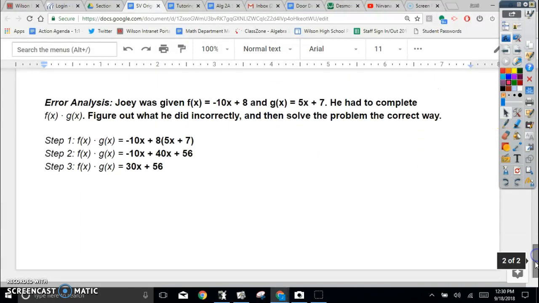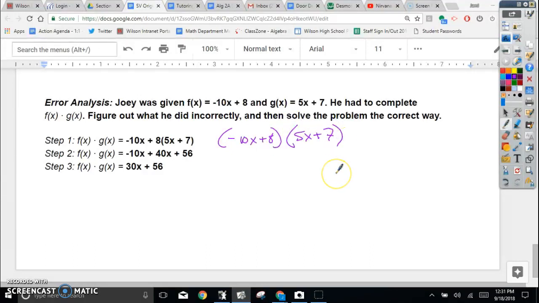Right, last but not least, now it's Joey's turn. Joey was given f of x is negative 10x plus 8, and g of x is 5x plus 7. He had to complete f of x times g of x. So that would be negative 10x plus 8 times 5x plus 7. So it looks like right off the bat, again, we didn't use parentheses. So it looks like all he did was distribute the 8. So that's the issue, okay?